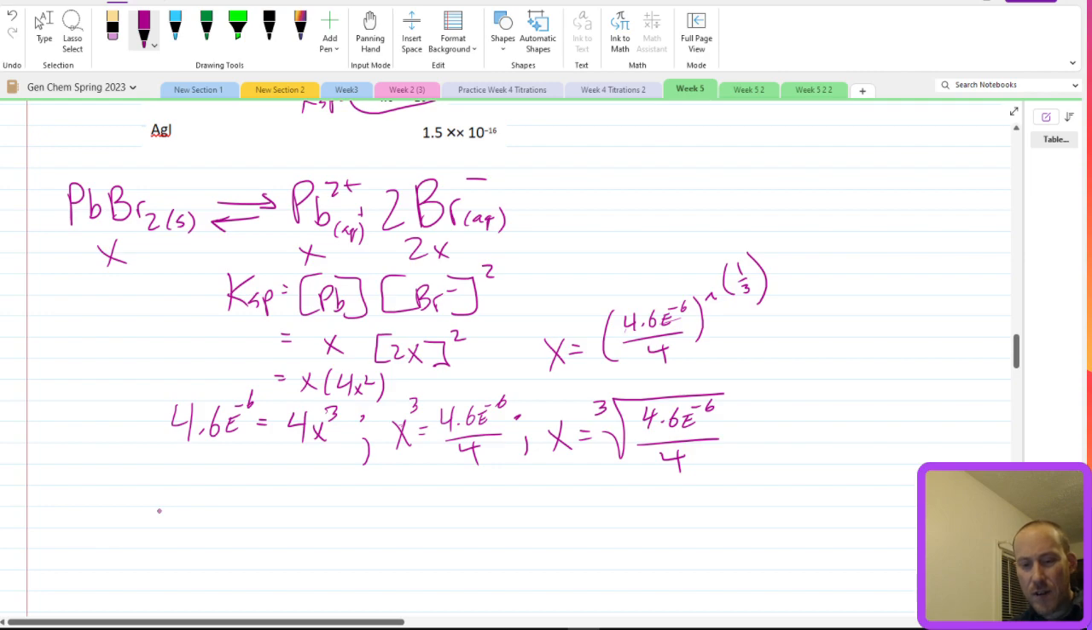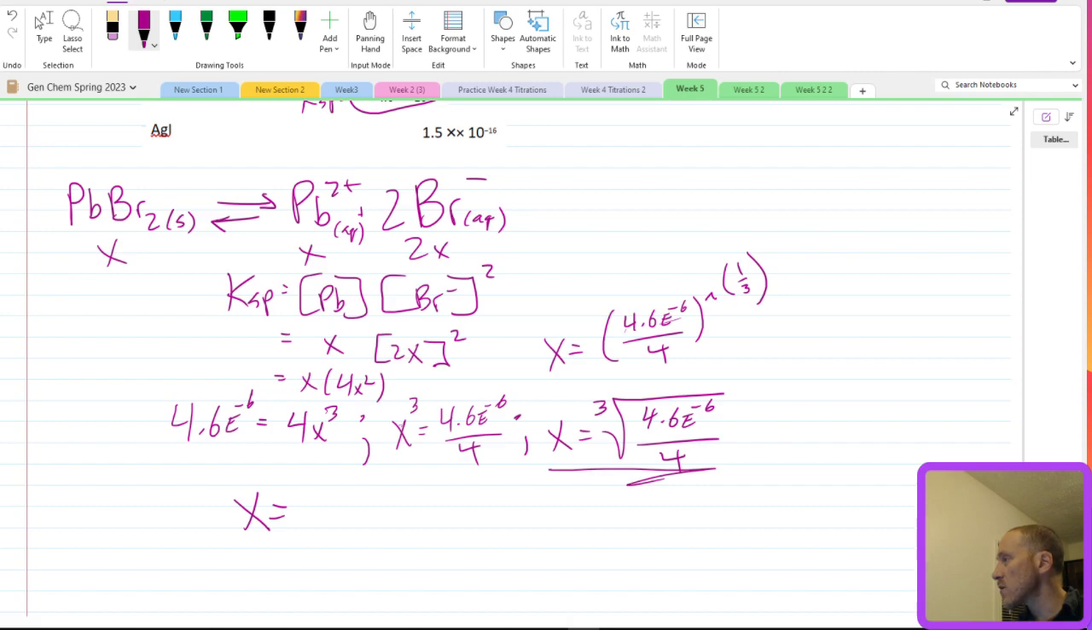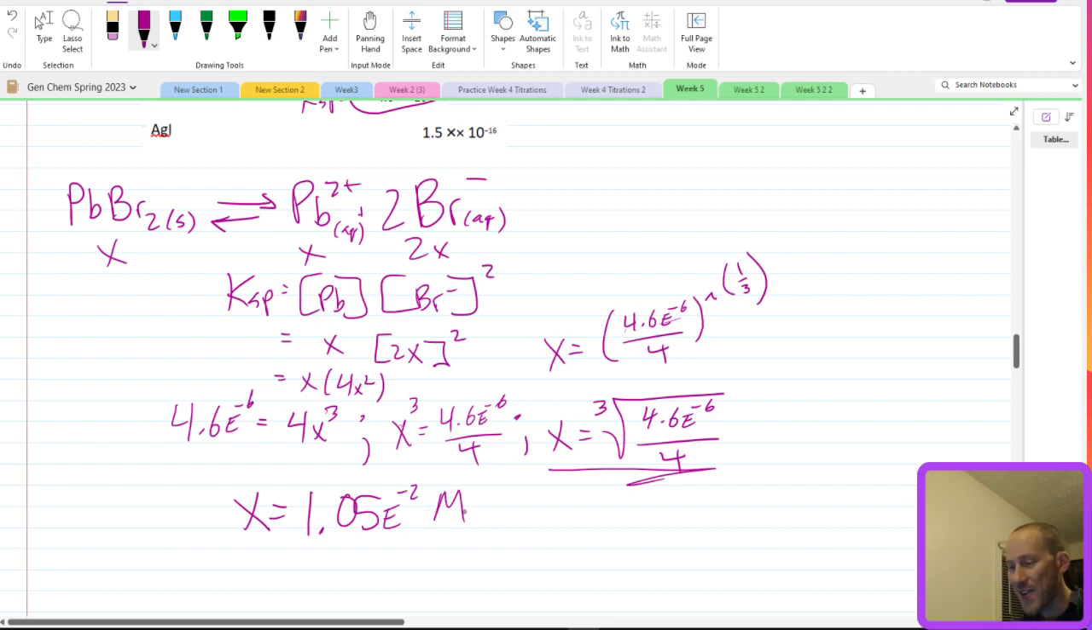I might get one of those on-screen calculators going one of these days, but for now I don't have that. We solved for x here. We solved that for x, and I did this a few hours ago, and it was 1.05 times 10 to the minus 2. I would do it again, but in the interest of time, I'm just going to trust I did it right the first time. And that is what we were looking for.